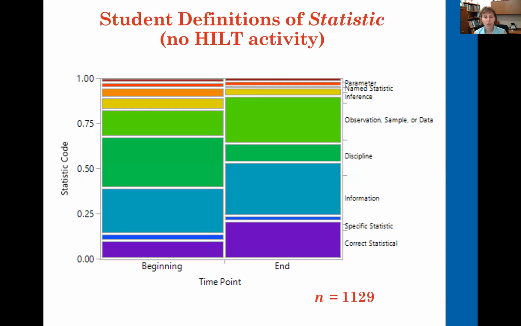Students are still sort of being a little bit more colloquial, talking about a statistic being a piece of information, and they're more likely to talk about the statistic being the sample, the data, or the observations, although they are less likely to talk about the discipline of statistics, and a little bit less likely to give some of those sort of named statistics and parameter definitions.